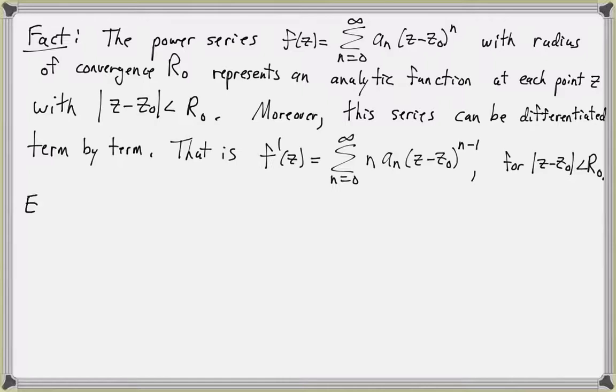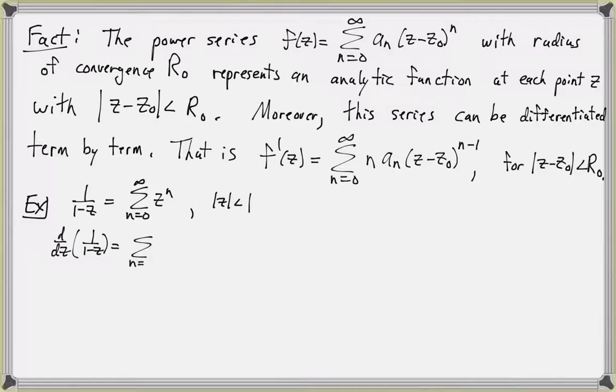So we know that the geometric series can be written as 1 over 1 minus z, can be written as the series n equals 0 to infinity of z to the n, and z is less than 1 in absolute value. So then differentiating with respect to z on both sides of this equation gives us another power series representation, and we just differentiate inside the series.